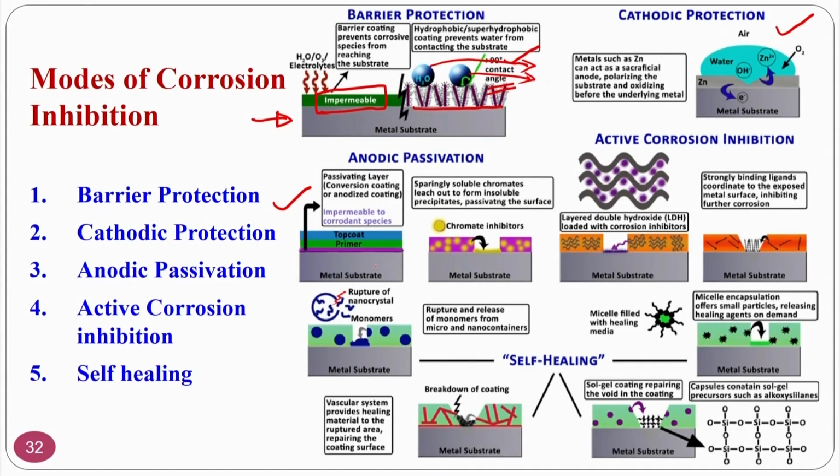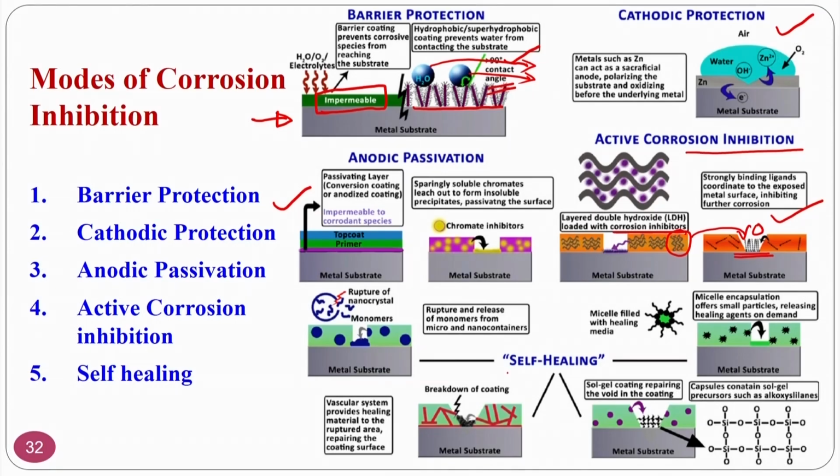Active corrosion inhibition: a layered or double layered hydroxide loaded with corrosion inhibitors. These are strongly binding ligands that coordinate to the exposed metal surface, inhibiting further corrosion. What will happen? These are the things which align to the metal surface. Whenever water falls on the surface, it won't allow the water to contact the original surface. That is how active corrosion inhibition works.